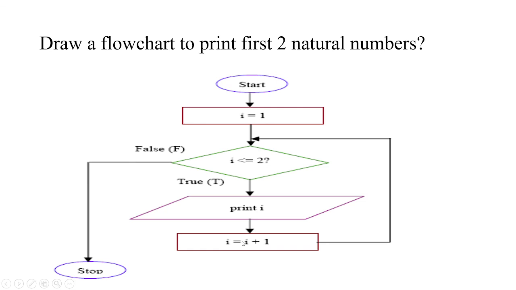And then now I becomes 3. And of course it moves back and checks the condition, 3 is not less than or equal to 2. That is the reason why it moves towards a false direction and then reaches the stop.